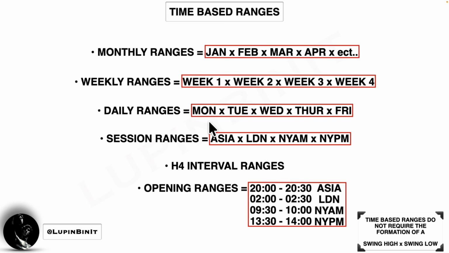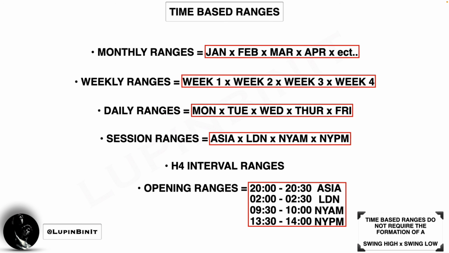Daily ranges. Monday has to open, do whatever it pleases in order for its range to be established in price, which is why footnote on the bottom right, it exclaims the fact that time-based ranges do not require the formation of a swing high and a swing low. It simply just requires a certain amount of time to elapse, and that time is dictated by whatever range we are looking to pay attention to. So may it be a weekly range, session range, opening range, it doesn't matter. Their respective time durations need to elapse, and with each one of these time-based ranges we're paying attention to, we are paying attention to time windows that the algorithm adheres to.